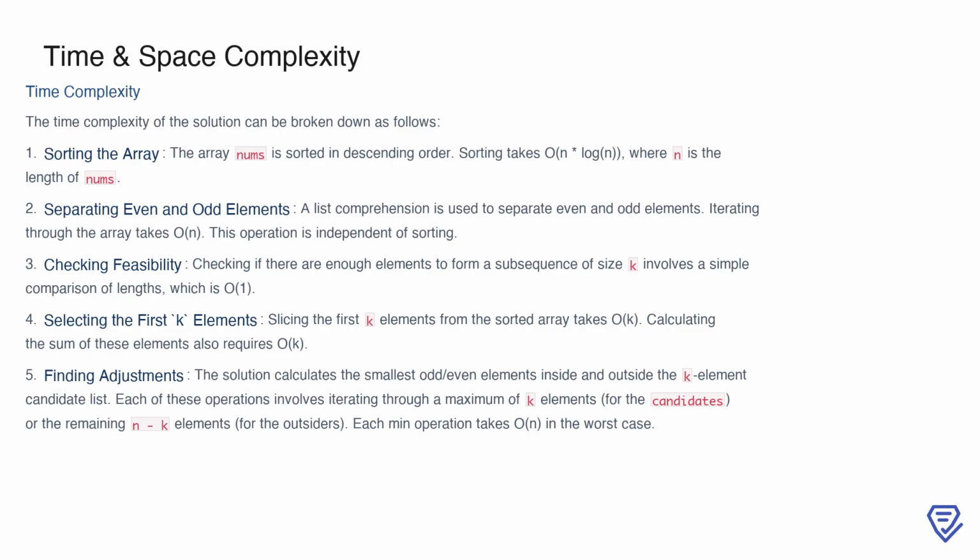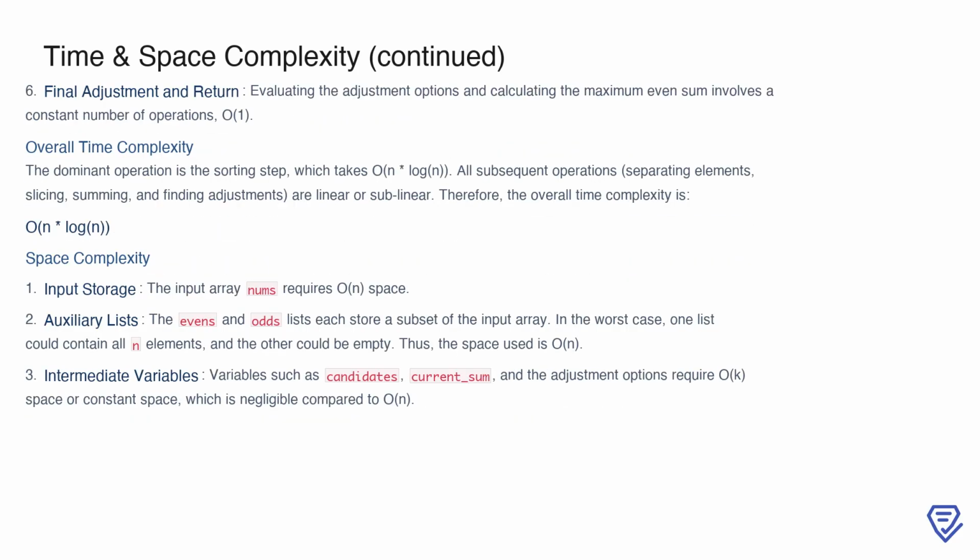After this, we select the first k elements from the sorted array. Slicing these elements takes O(k), and calculating their sum also requires O(k). Finally, the solution calculates adjustments by identifying the smallest odd or even elements inside and outside the selected k elements. These operations involve iterating through at most k elements for the candidates and at most n minus k elements for the outsiders. In the worst case, each minimum operation takes O(n), but overall, these steps remain efficient. The final adjustment step involves evaluating the options for modifying the sum to ensure it is even. This requires a constant number of operations, making it O(1).